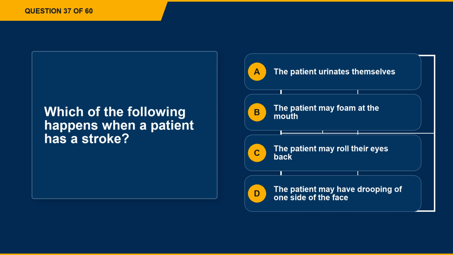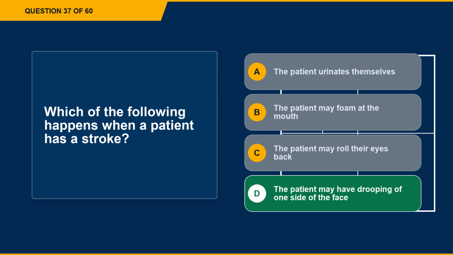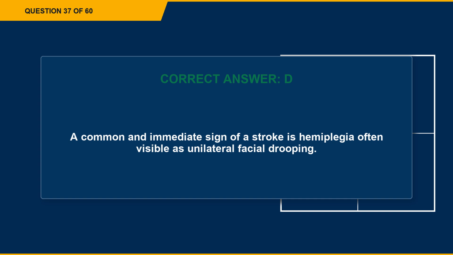Question 37. Which of the following happens when a patient has a stroke? Option A, the patient urinates themselves. Option B, the patient may foam at the mouth. Option C, the patient may roll their eyes back. Option D, the patient may have drooping of one side of the face. The correct answer is option D, the patient may have drooping of one side of the face. Explanation. A common and immediate sign of a stroke is hemiplegia, often visible as unilateral facial drooping.